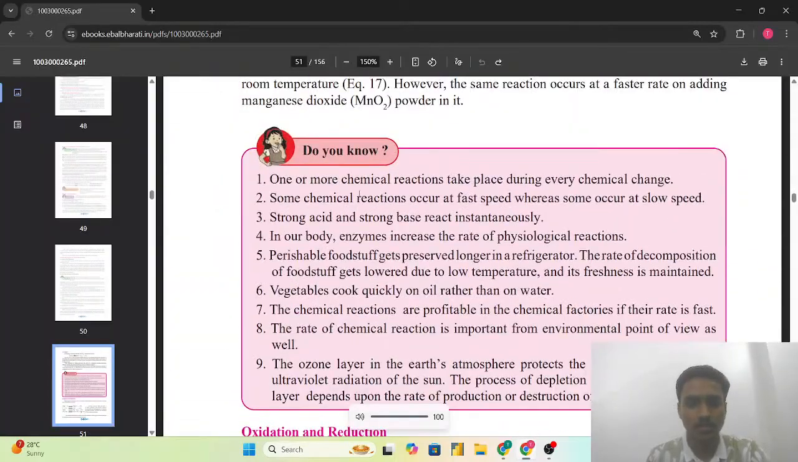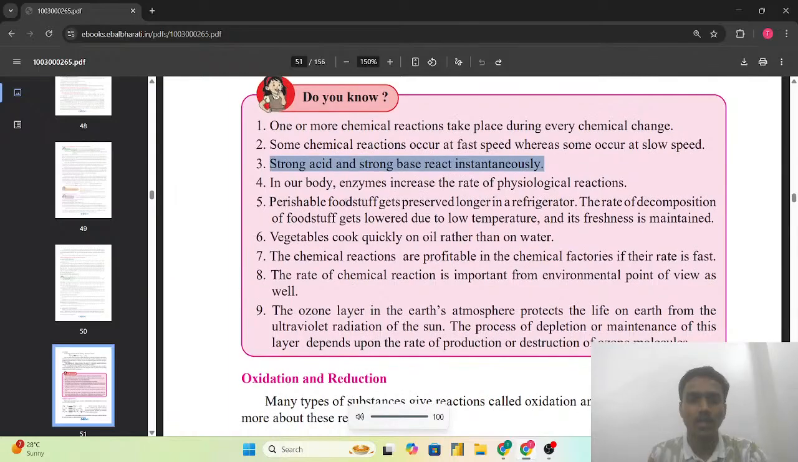Next, here we have the Do You Know section. First, one or more chemical reactions take place during every chemical change. Some chemical reactions occur at a fast speed whereas some occur at a slow speed. Strong acid and strong base react instantaneously. In our body, enzymes increase the rate of physiological reactions.